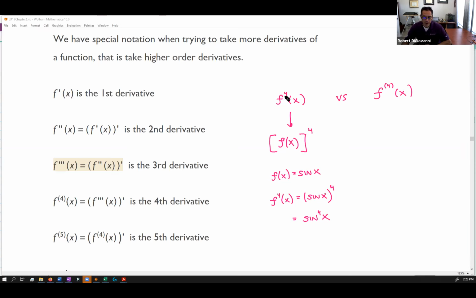If you just put a number there and you do not put parentheses around it, then you're talking about raising things to powers. If we put a parenthesis there, then what this means is that you're going to get the 4th derivative. That means you're going to take the derivative once and get the first derivative, then take it again and get the second, and then take it again and get the third, and then take it again and get the 4th derivative. Big difference.